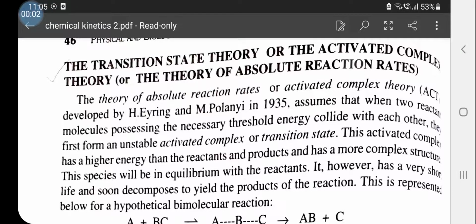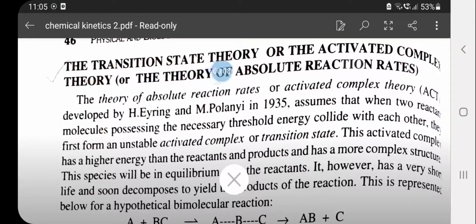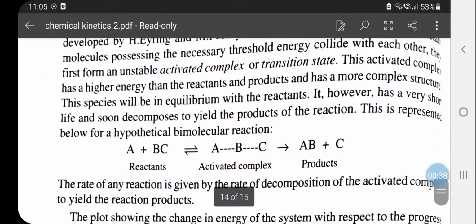Transition state theory, or the activated complex theory. The theory states how the reactants will be converted into a product. So the reactants should possess a threshold energy and also cross the activation energy, then only can they be converted into the product. In between, the reactants will be converted into an activated complex or a transition state, which is unstable. In the next step, this unstable compound will be converted into the corresponding product.